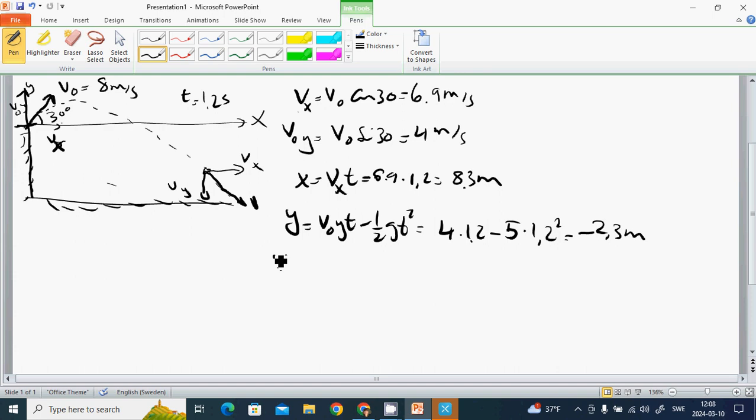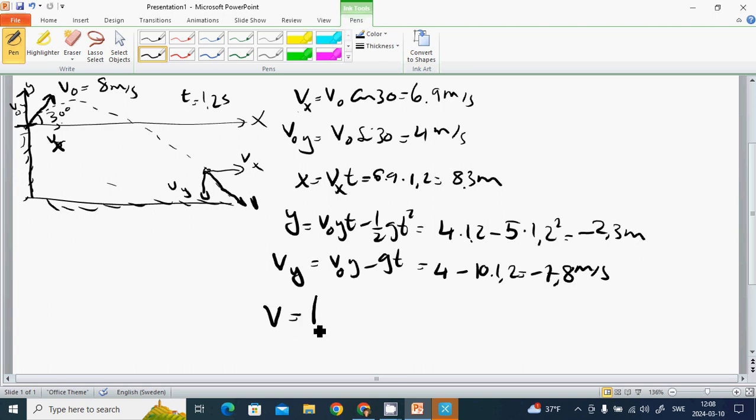And Vy equals V0y minus Gt equals 4 minus 10 multiplied by 1.2 equals minus 7.8 meters each second, and V equals the square root of Vy² plus Vx². Vx is this and Vy is this, then it is 10.4 meters each second.